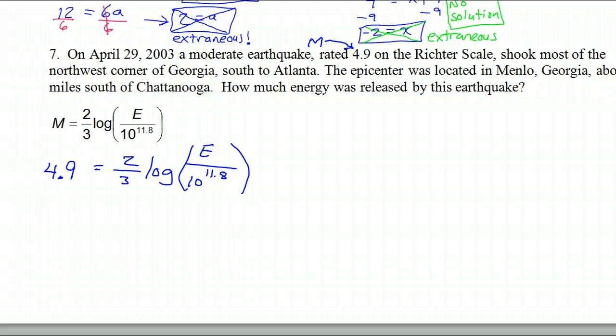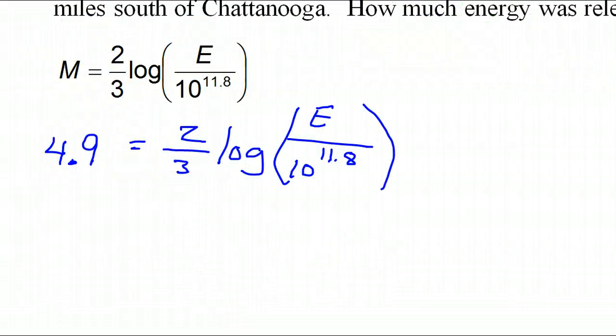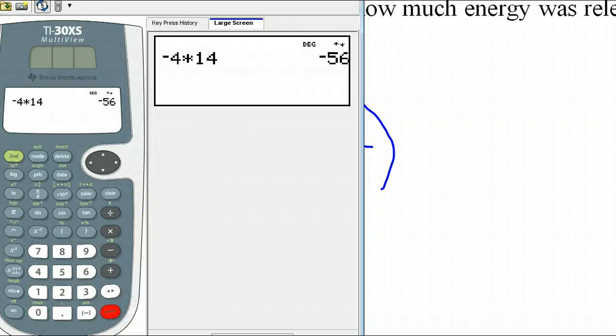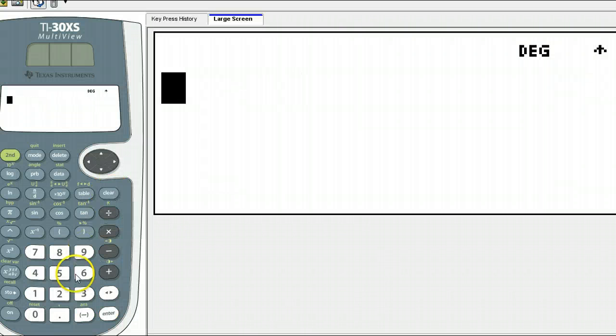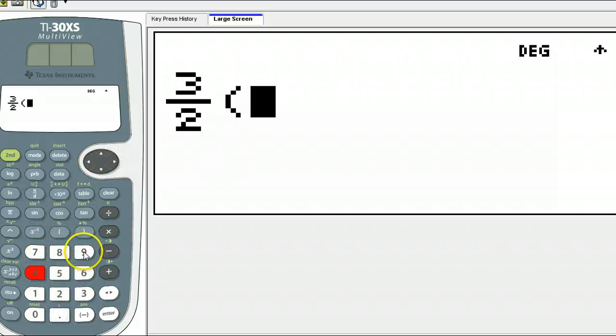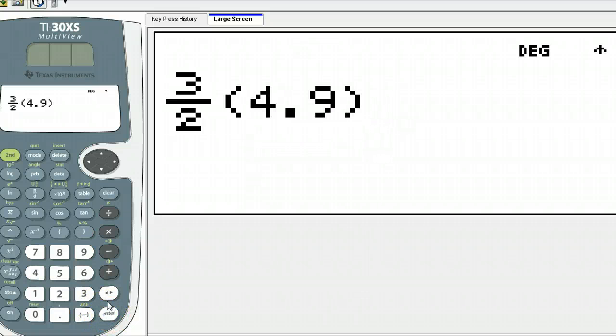So in order to solve this, the easiest thing to do, multiply by the reciprocal to get rid of this. We need to get the log expression by itself. So if we multiply by 3/2 on both sides, that way these will cancel out. Now let's see if this will make a finite decimal, a simple decimal that does not need to be rounded. So let's see, 3/2 times 4.9. Okay, 7.35, that's fine.